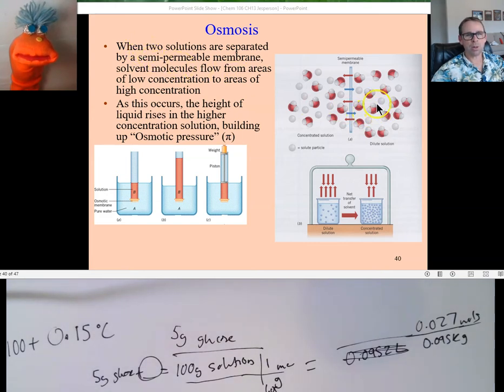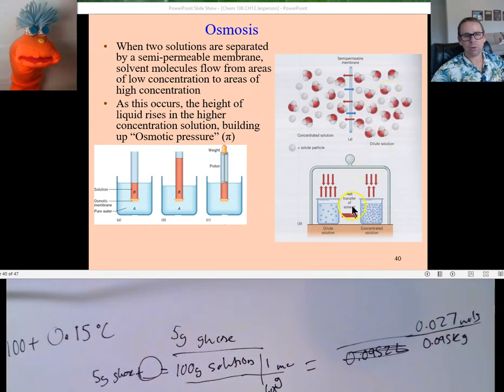Osmosis is the motion of a substance through a semi-permeable membrane, and almost always we're dealing with water. When we have a concentrated solution on one side and a dilute solution on the other side, the semi-permeable membrane, meaning it's only permeable to certain compounds, and usually that's water, water is going to move across the membrane in an effort to make the resulting concentrations the same.